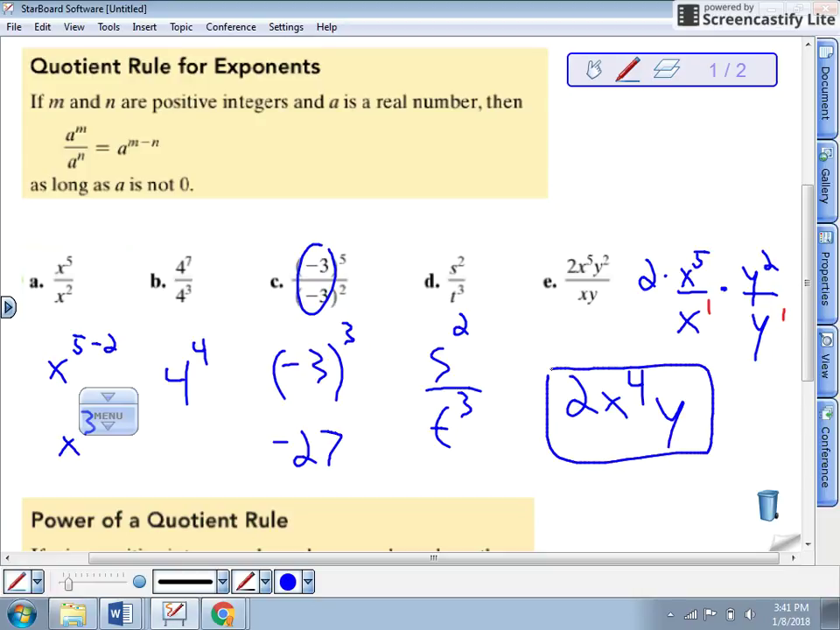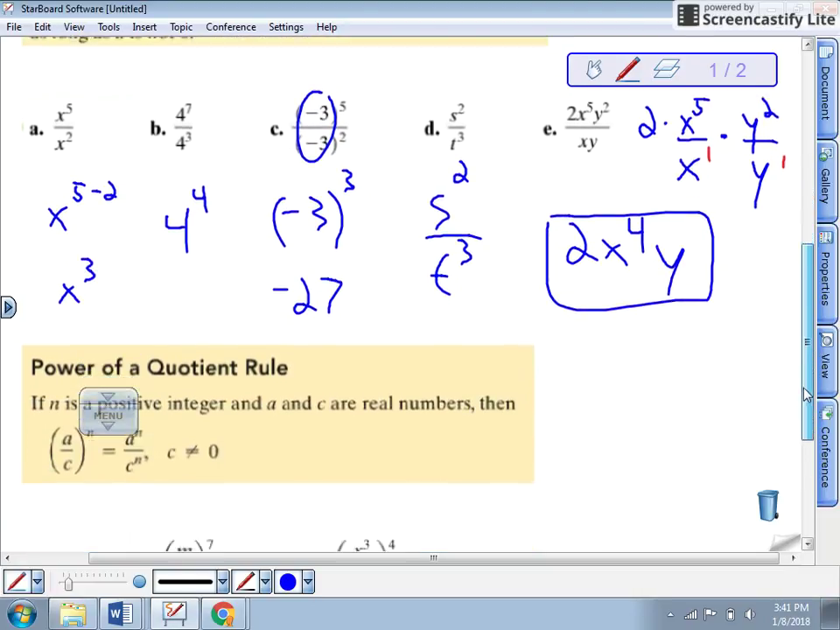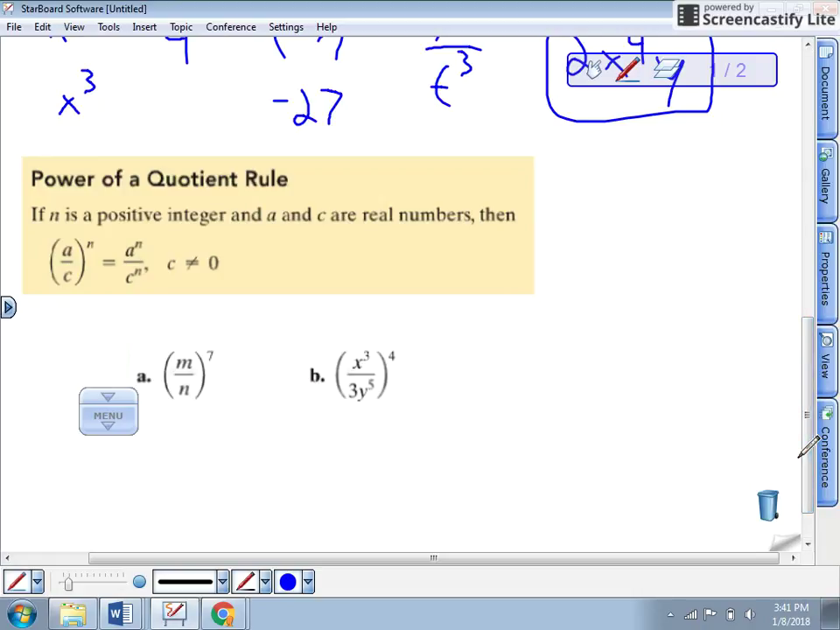So there's the quotient rule. Here's how it works with power of a quotient rule. Just like yesterday, if you have an exponent outside a set of parentheses, you have to distribute it to everything inside the parentheses, top and bottom. So in this example here, we've got to distribute that exponent of 7 to top and bottom. So that's really m to the 7th over n to the 7th. It's that easy.